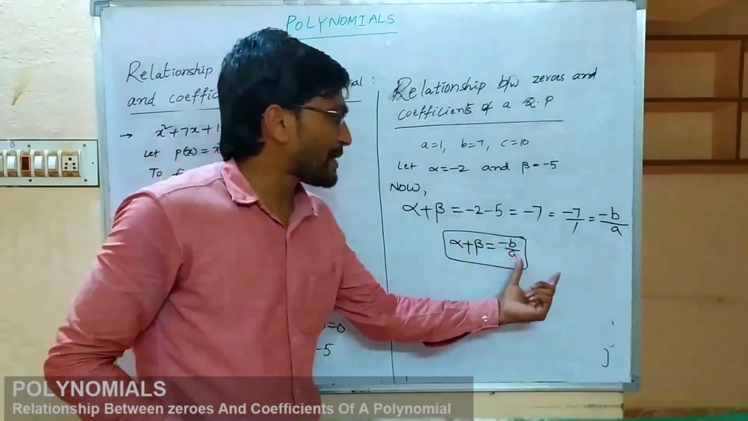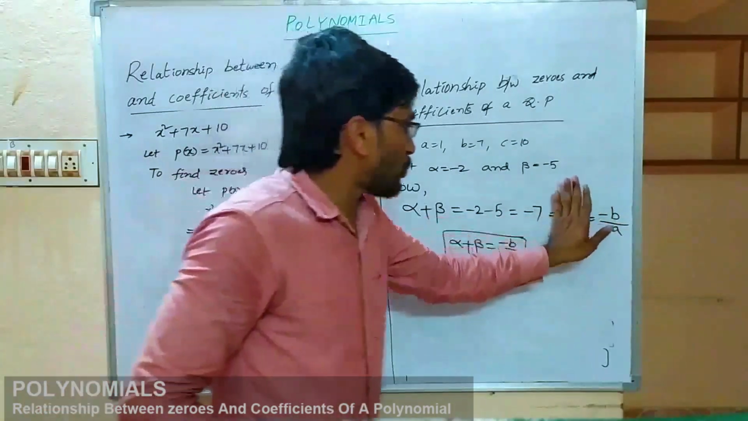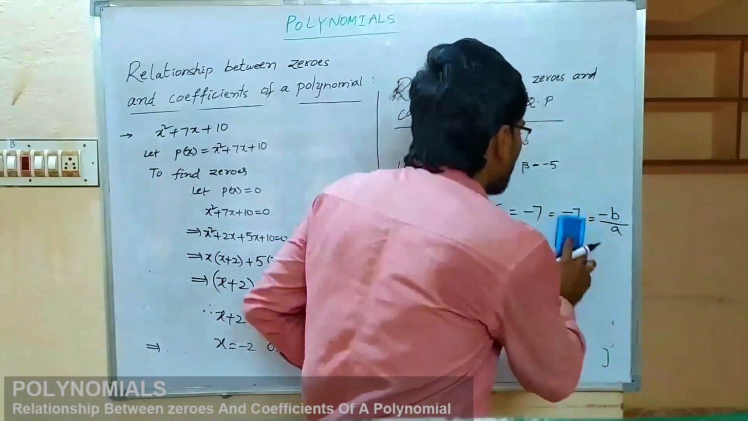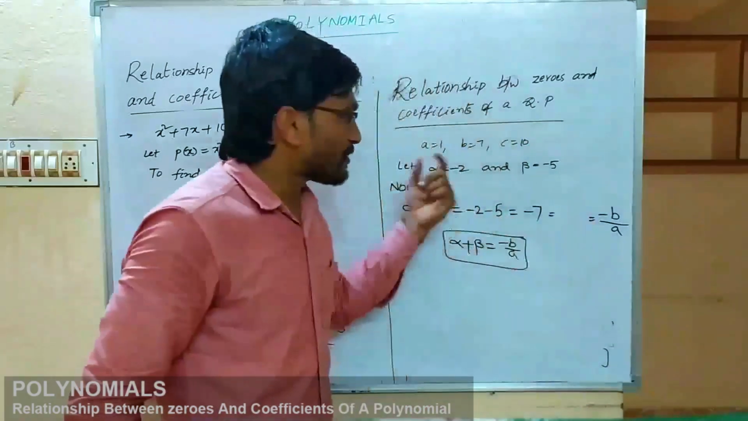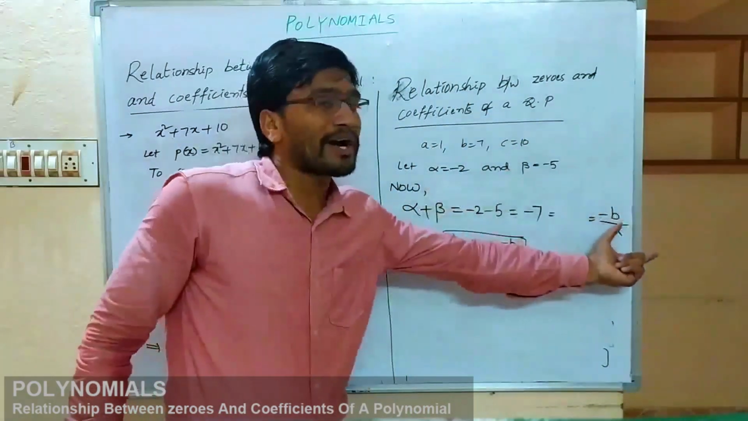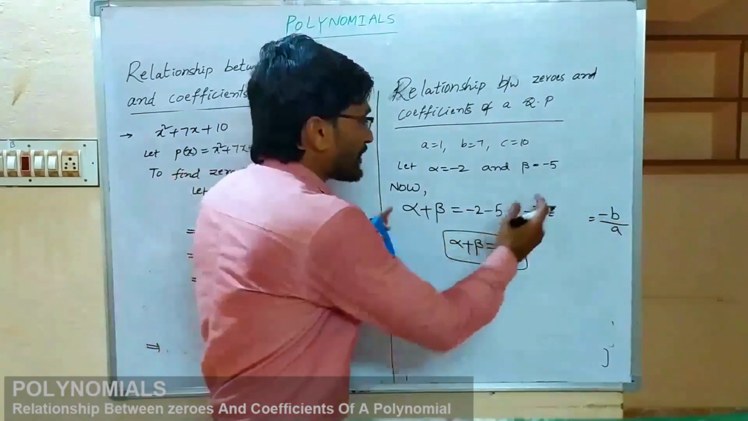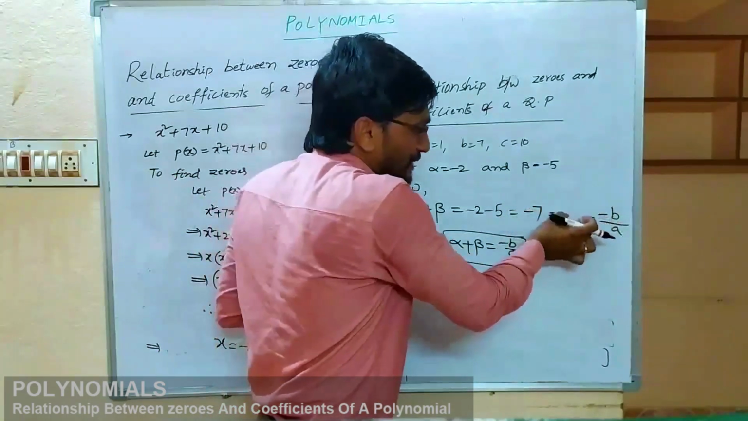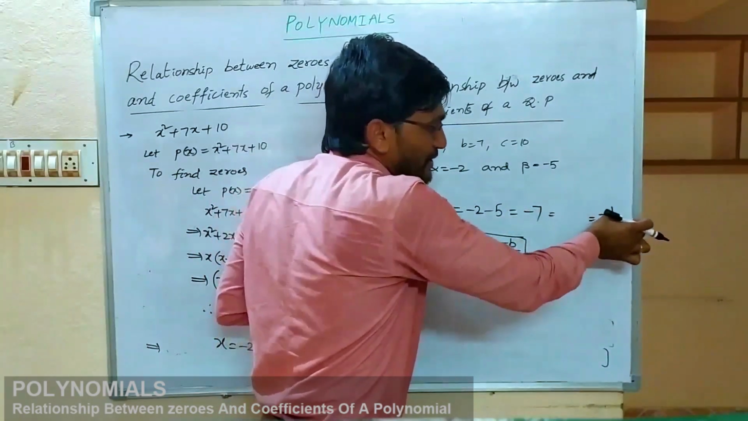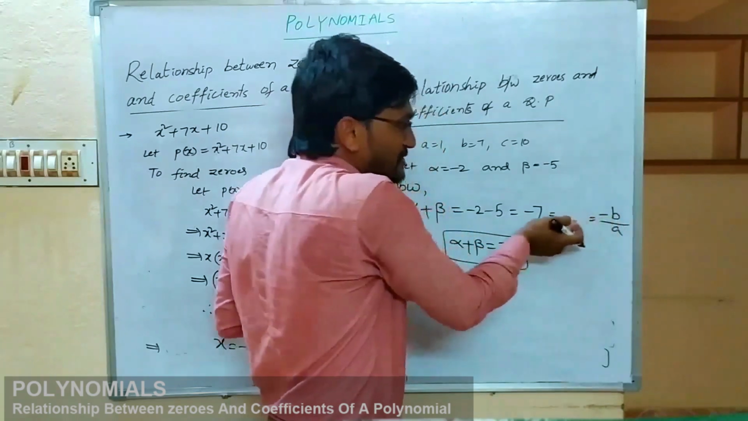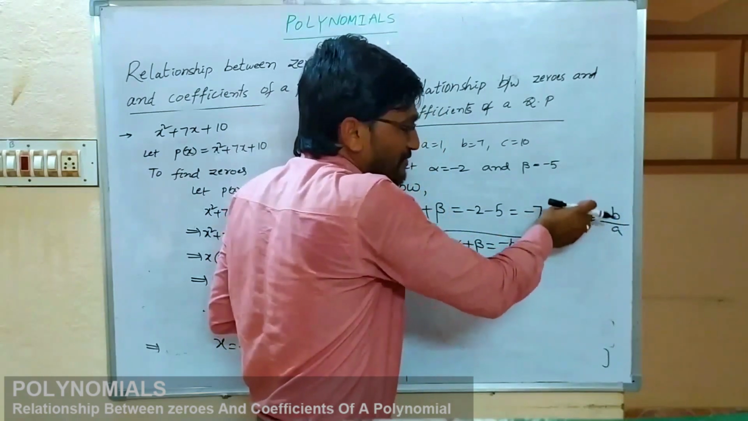Alpha plus beta equal to minus b. Suppose if we had not written this one, we know already alpha plus beta is equal to what? Minus b by a. So calculate up to here, leave some space, and then write is equal to minus b by a. Then from this we can write the actual expression here.